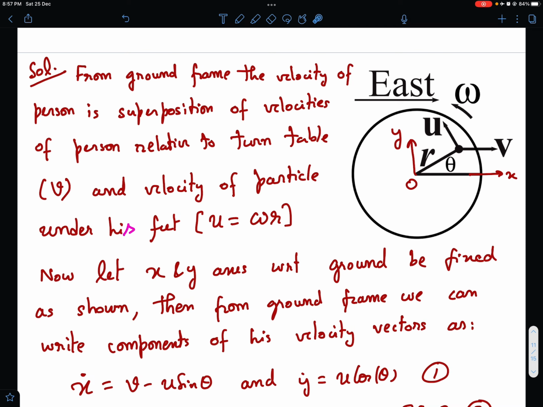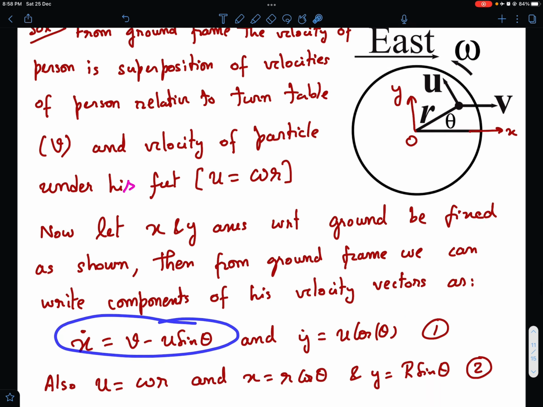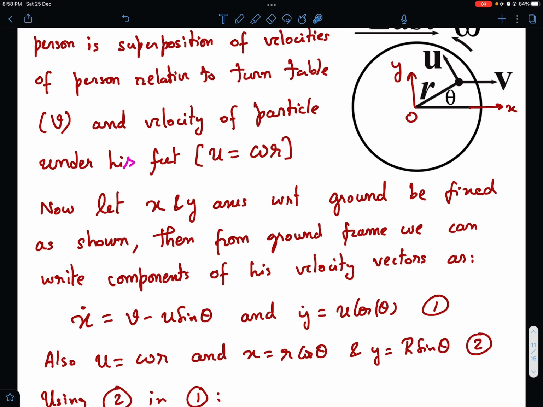Then what is the x velocity? This is v and this angle is again theta, so this is u cos theta, and this one is u sin theta. So the net velocity in the x direction becomes v minus u sin theta. That's what I've written: x dot, the time derivative of x, is v minus u sin theta. Similarly, what about the rate of change of the y coordinate? In the y direction, the velocity is only because of this u, and this angle is theta, so this is u cos theta.